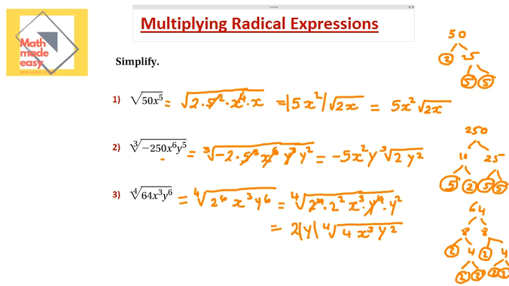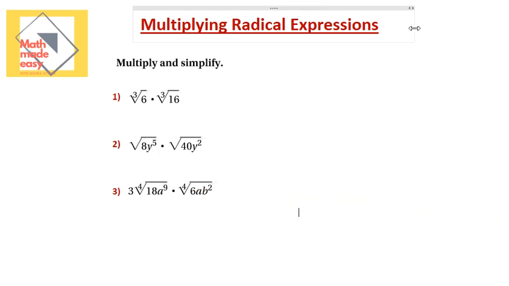We are going to start multiplying radical expressions. Now we have 3 questions here. There are 2 things you can do. You can multiply first, like multiply 6 by 16. Then you will need to find its prime factors and it will take you longer time. Or you can simplify first. So simplify each of the radicals first, then multiply, or multiply both of them, then simplify. Both cases you'll get the same answer.